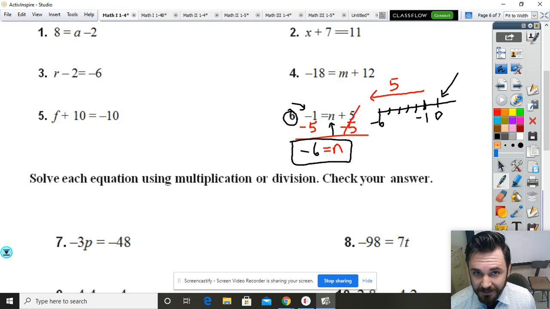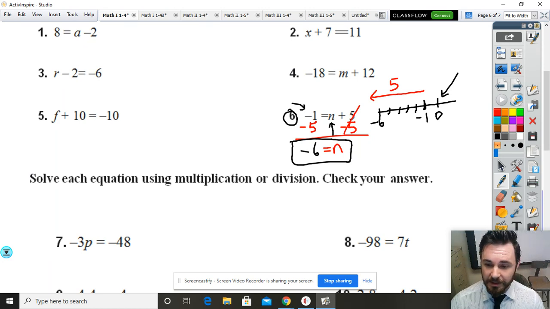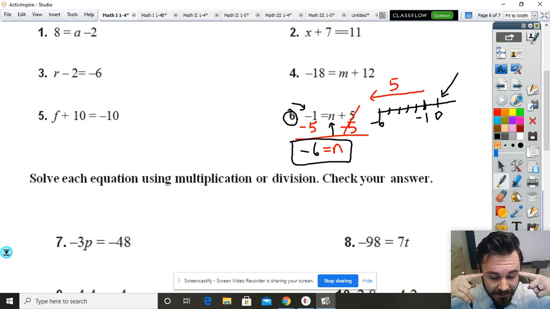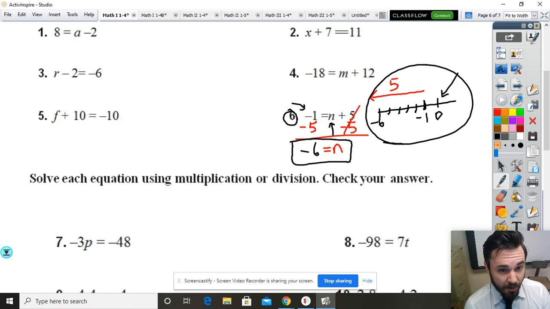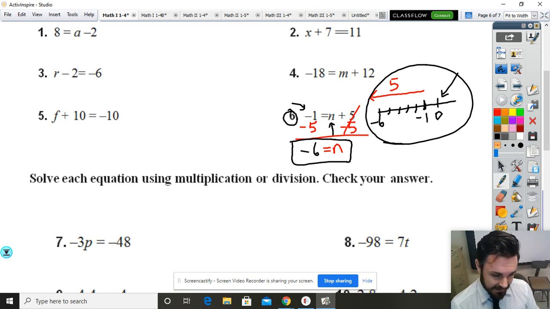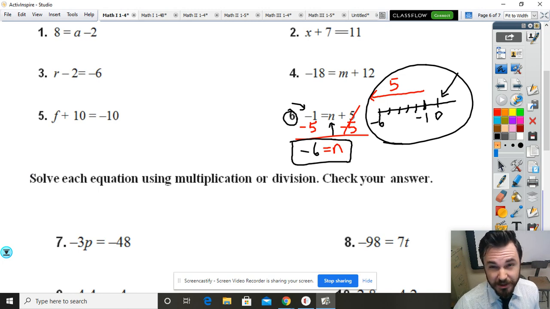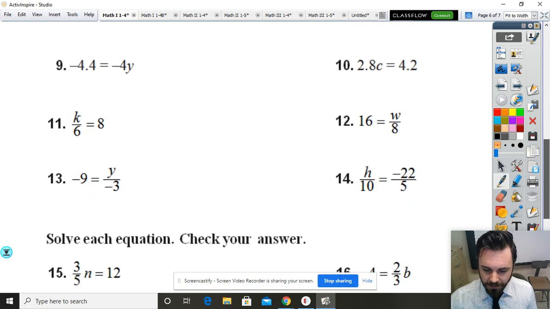Again, do this. If you're just tired of not understanding how to add negatives, do this on a couple of your problems, because then what happens is mentally you'll visualize this. And then over time, you'll start to understand certain rules that your brain will come up with by visualizing that over and over again. Okay?